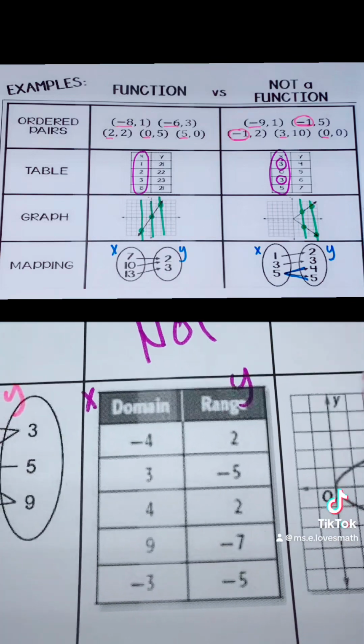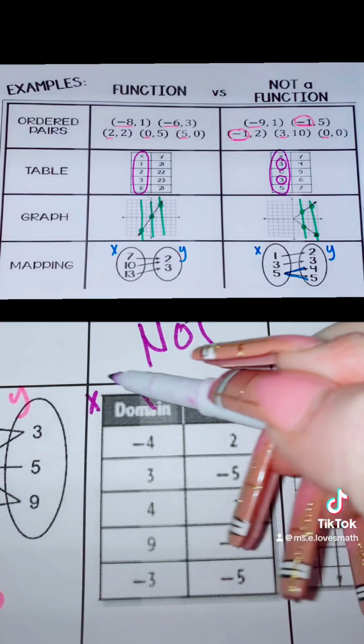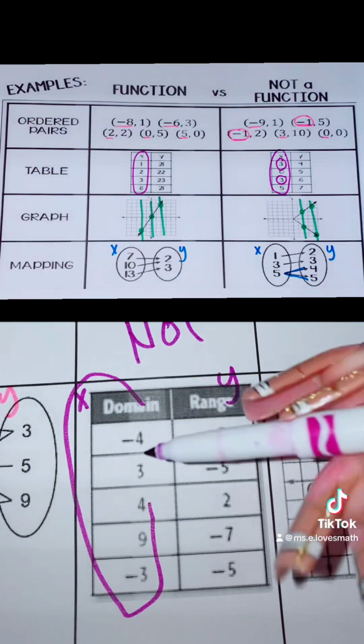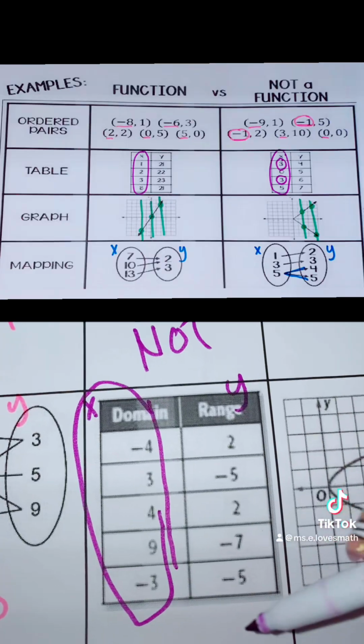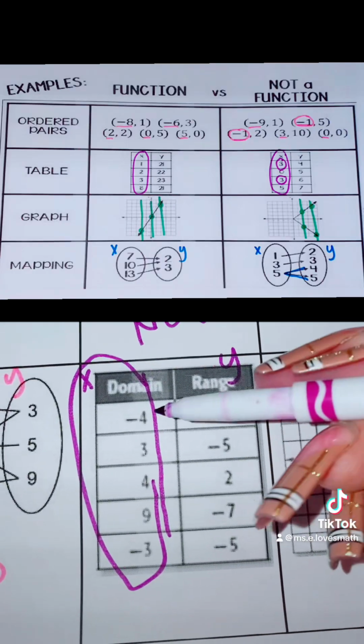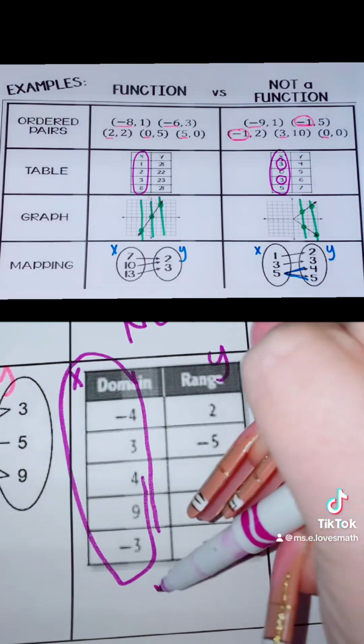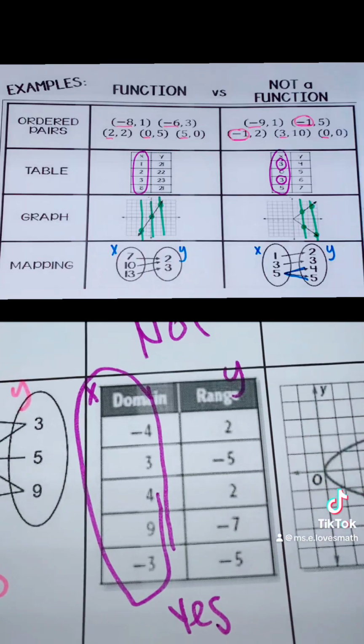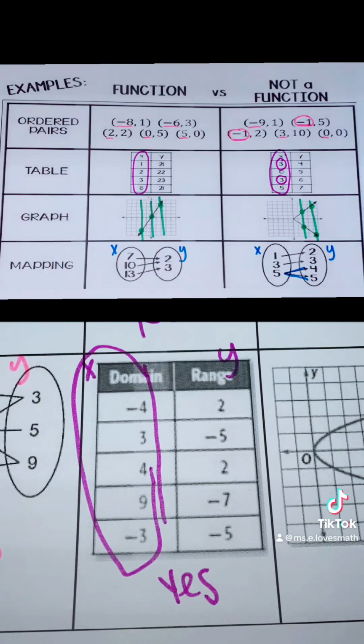Let's take a look at this table. Again, we need to look at our domain. None of the numbers are being repeated. So yes, this is a function.